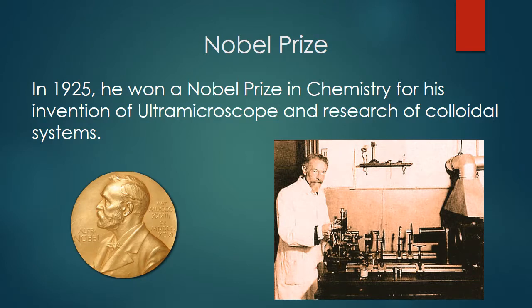In 1925, Richard Zsigmondy won a Nobel Prize in Chemistry for his invention of the ultramicroscope and for his research of the colloidal system. This was at the height of his career.